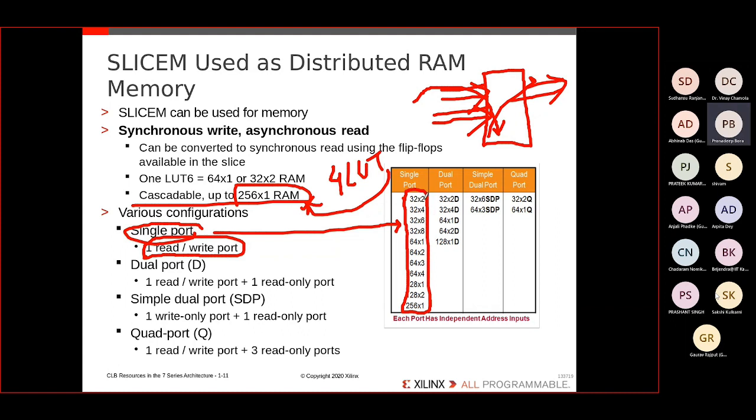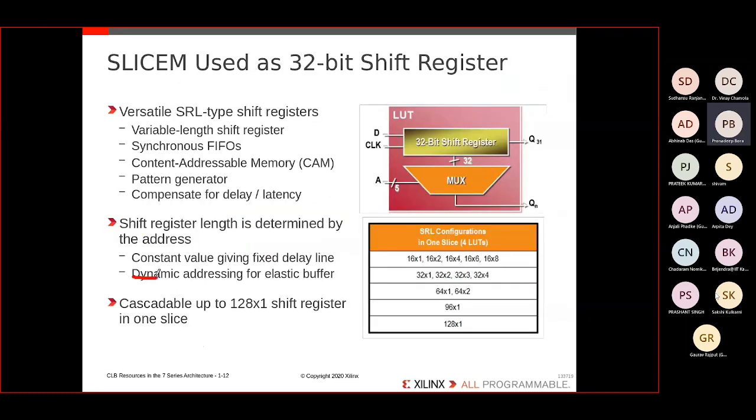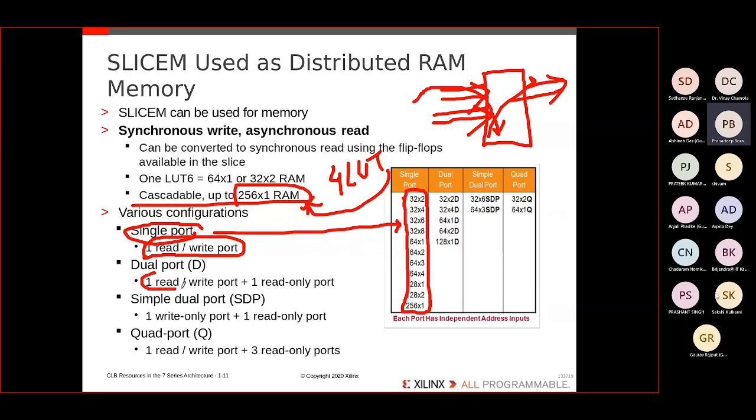So 32 cross 2 is one slice M LUT. 32 cross 4 means two LUTs, correct? Using different permutation combinations, you can have different sizes. Then we have dual port. Dual port has one read-write port and one read-only port. Using that, I can make this many configurations.